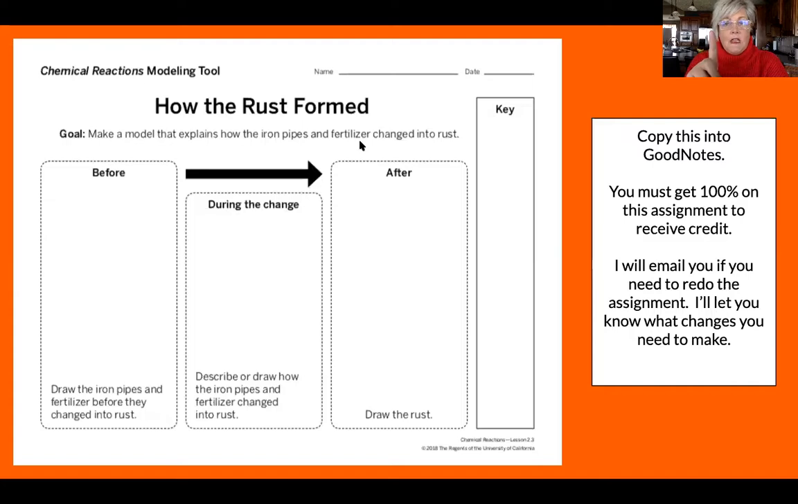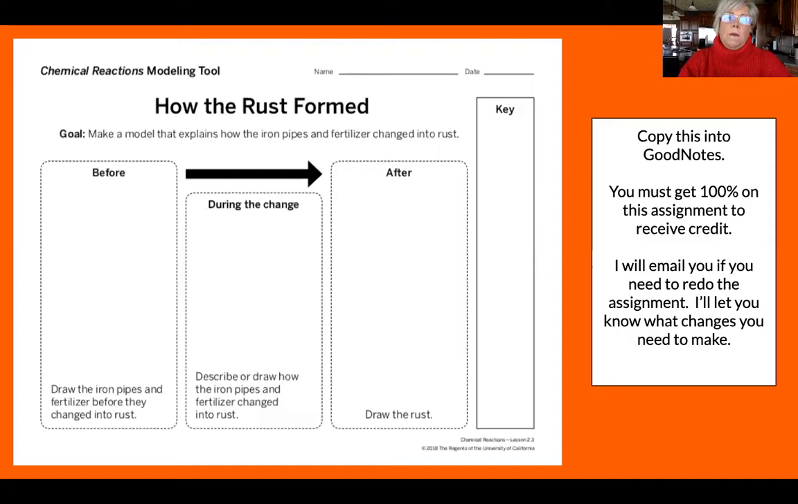Yesterday, you all watched as I showed you a demonstration of how to use tin and other household ingredients, vinegar and salt and hydrogen peroxide, to cause that chemical reaction for rust. I just wanted to keep it simple, and let's just focus on iron pipes and fertilizer.